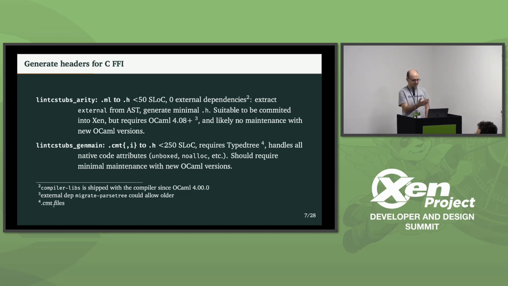So basically, you run this tool and you get the header file. As a limitation, it only works for bytecode. We'll see later that native code requires a bit more complicated handling because you can have a few more annotations, like you have a few attributes on your functions, like you can say unboxed or noalloc, so that you optimize the way these functions get called. And then, of course, the analyzer needs to emit the correct header file. And it's possible to do that. It requires a little bit more code, so it's around 250 lines.